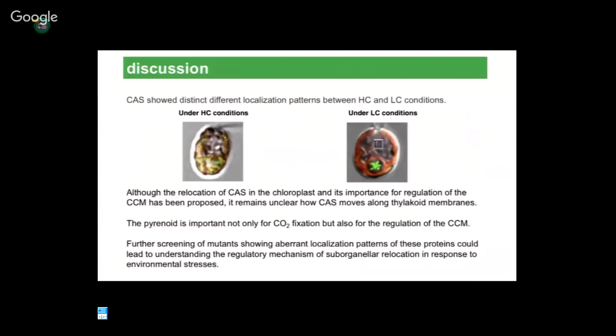Although the relocation of GAS in the chloroplast and its importance for the regulation of the CCM has been proposed, it remains unclear how GAS moves along the thylakoid membrane. One possible mechanism is post-translational modification. Other CCM-related proteins also change their localization in response to CO2 availability, and phosphorylation from CO2 availability is limiting, but changing its localization is distinctly different from the GAS localization patterns.